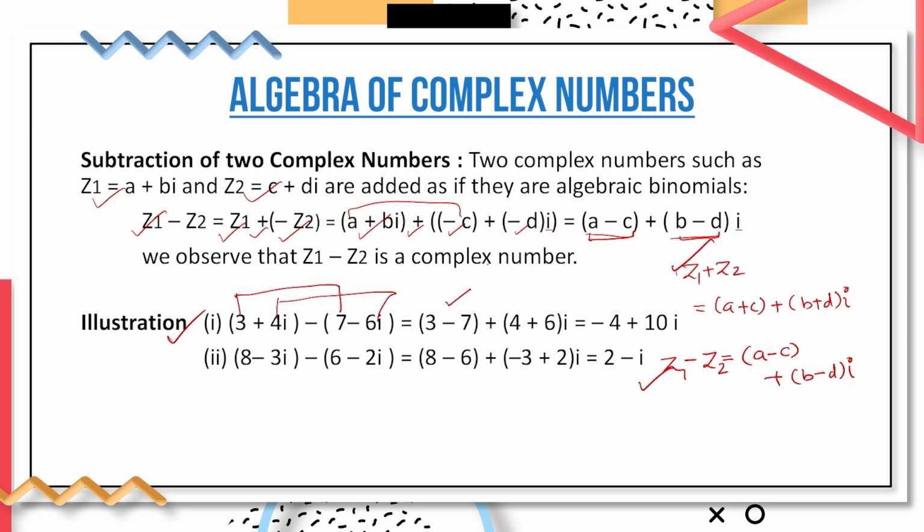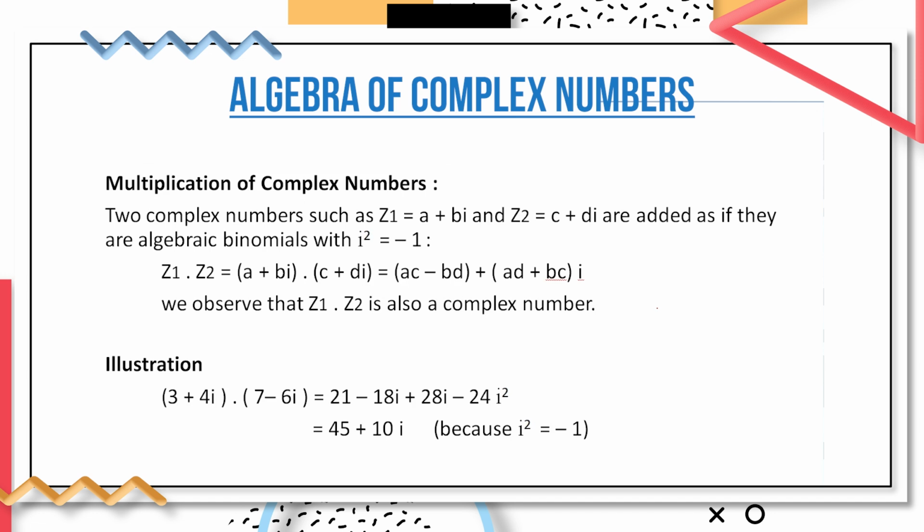So, 3 minus 7 and 4 minus minus 6, so it will turn out to be plus. So, that is why it is minus 4 plus 10i. I hope you understood what we mean by the subtraction of two complex numbers.